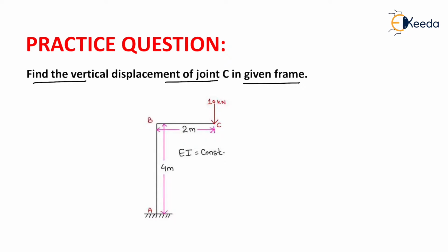Now we need to find the vertical displacement of joint C of the given frame, having support A as fixed and having a 10 kN load acting at joint C. The span length of BC is 2 meters and for AB it is 4 meters, and the EI is constant for this frame.